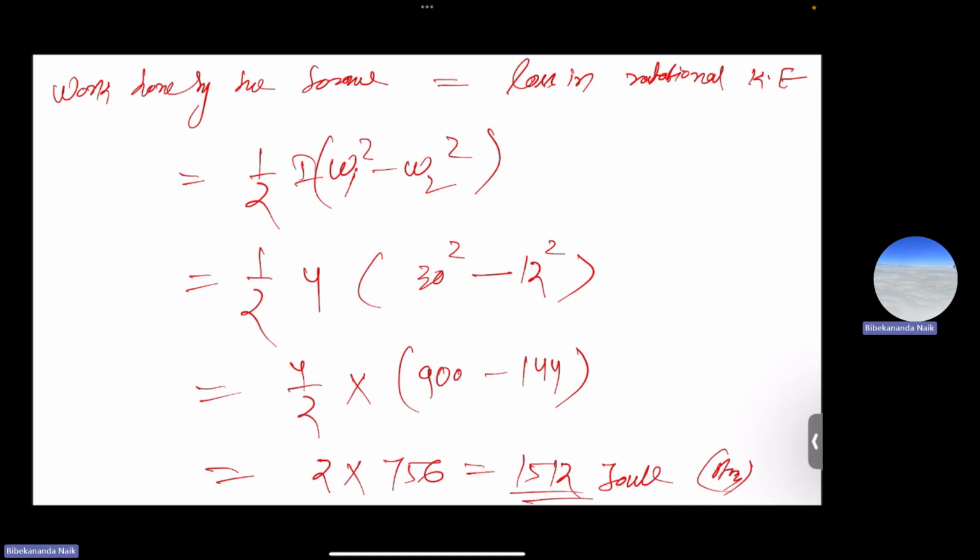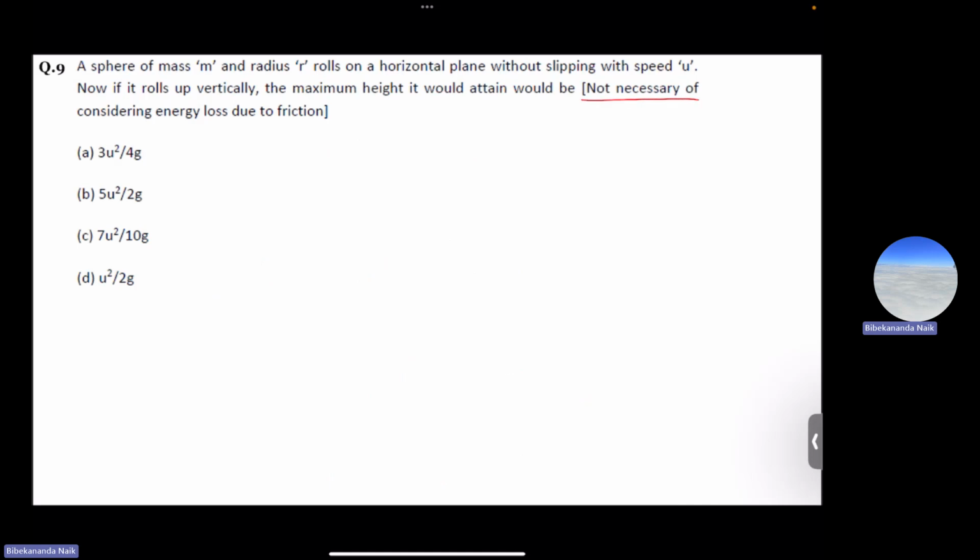Now we move to question number 9. Question number 9 says a sphere of mass m and radius r rolls on a horizontal plane without slipping with speed u. Now if it rolls up vertically, the maximum height it would attain would be, not necessary of considering energy loss due to friction. Options are option A 3u square by 4g, option B 5u square by 2g, option C 7u square by 10g, and option D u square by 2g.